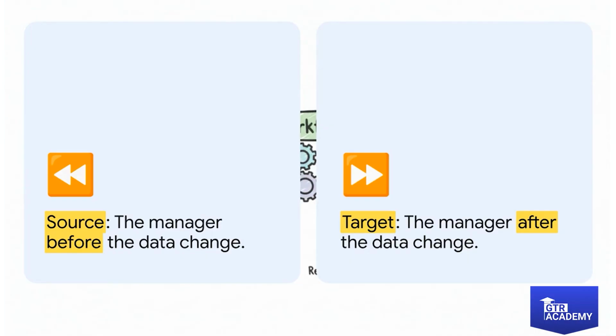Now, let's tackle something that trips a lot of people up. When an employee is changing managers, who's supposed to approve it? The old manager or the new one? Well, SuccessFactors lets you decide. If you pick source, it looks at the data before the change, so the old manager. If you pick target, it uses the data after the change, so the new manager.